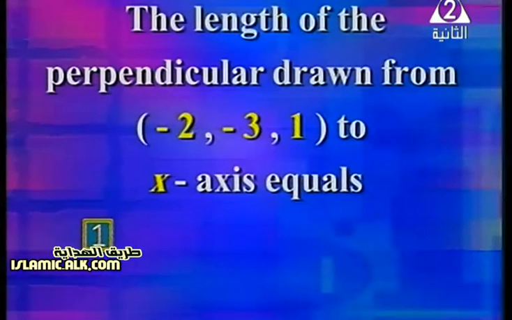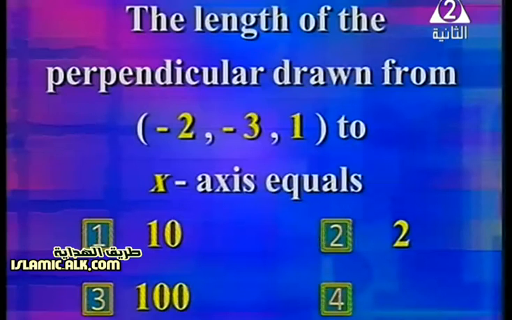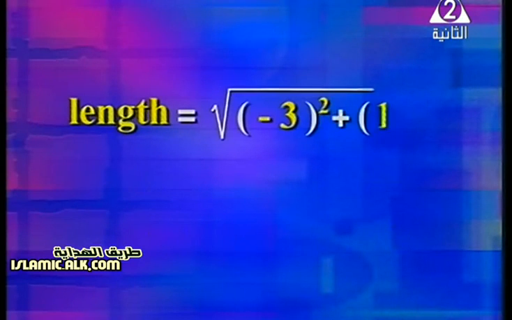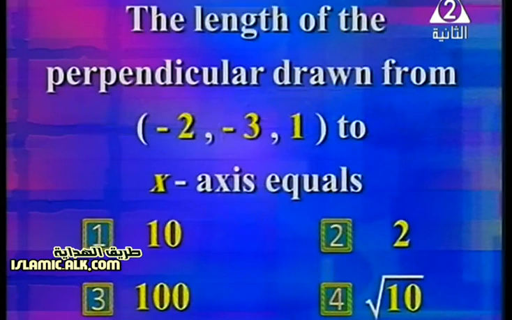The length of the perpendicular drawn from the point (-2, -3, 1) to the x-axis is: 10, 2, 0, or root 10. Dear student, the length of the perpendicular equals the square root of (-3) power 2 plus 1 power 2, which equals square root of 10. Then the correct answer is square root 10.